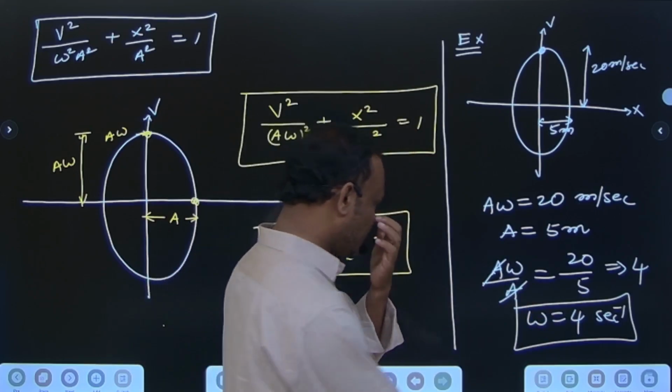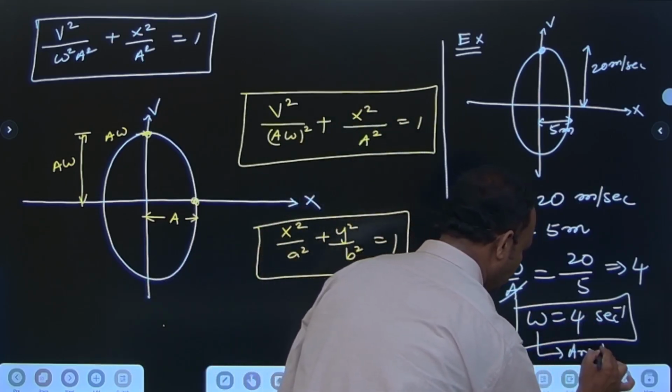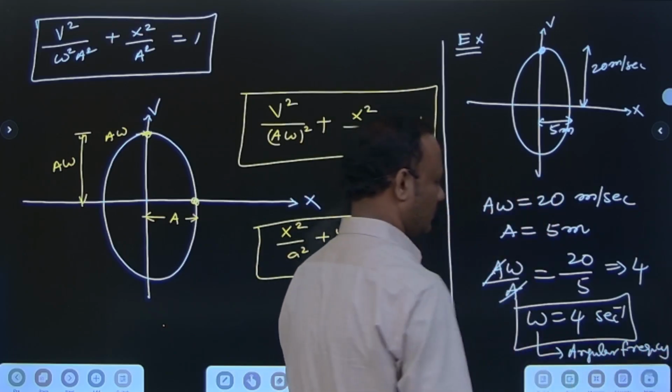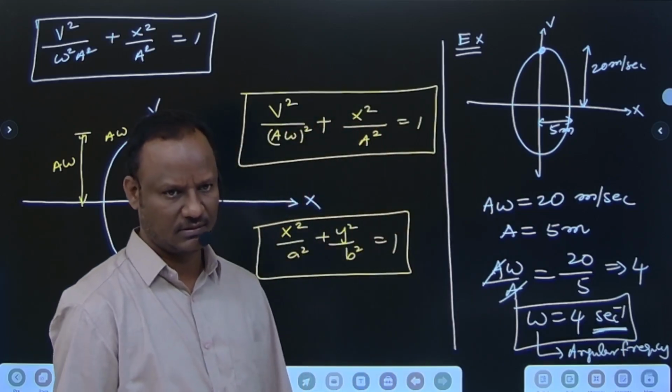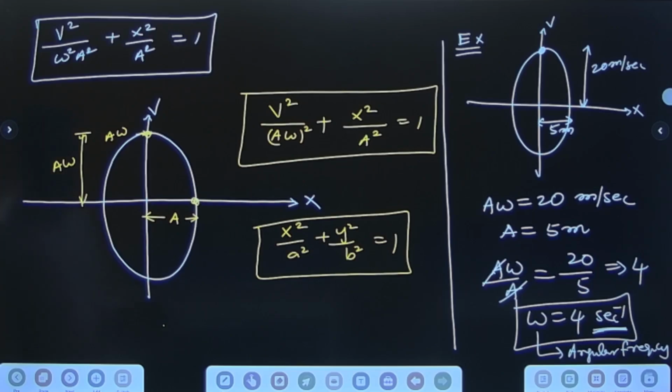Okay, so it is mentioned in second inverse. What do you call this one? Angular frequency. Yes. This is mentioned in second inverse. So this is the relation of velocity as a function of position, as a function of time. Yes. So let us go for a few questions based on this.